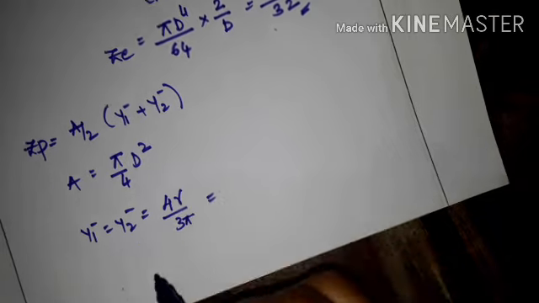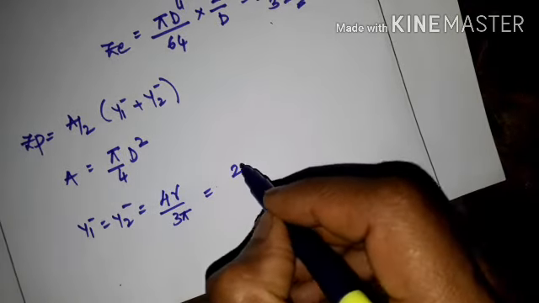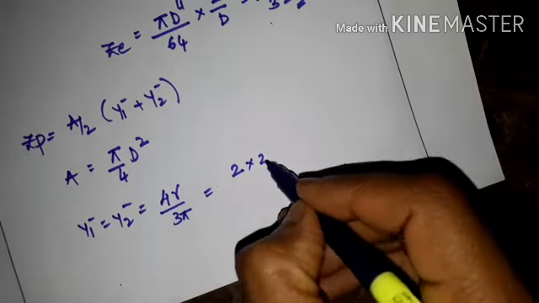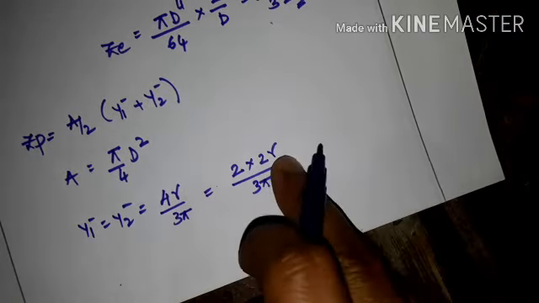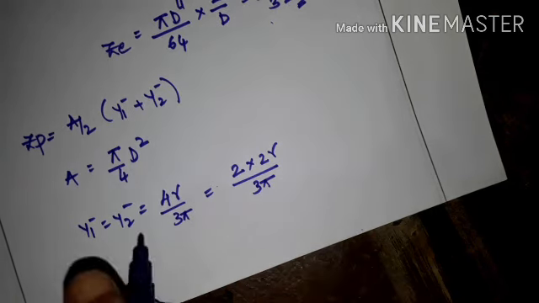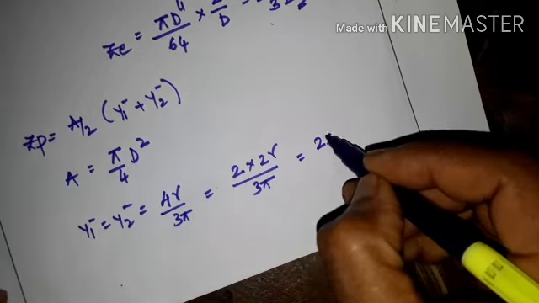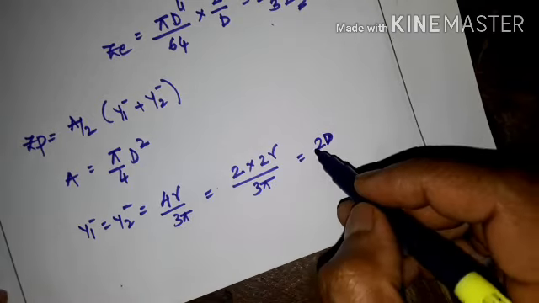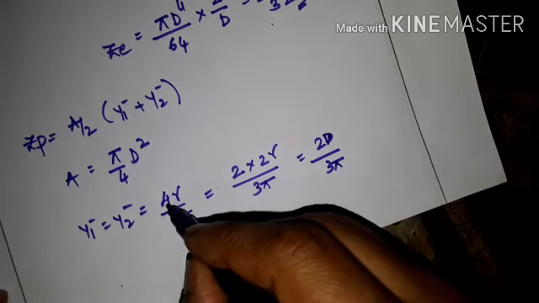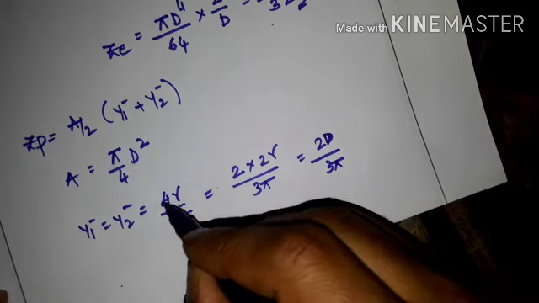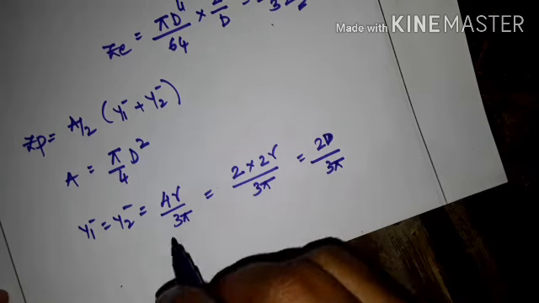I can simplify this as 2 times 2r by 3 pi, which is nothing but 2 times d upon 3 pi. Or directly, what is 4r? 4r is nothing but 2d. So 2d upon 3 pi.